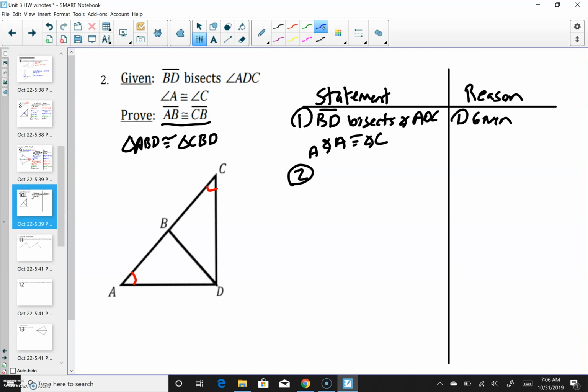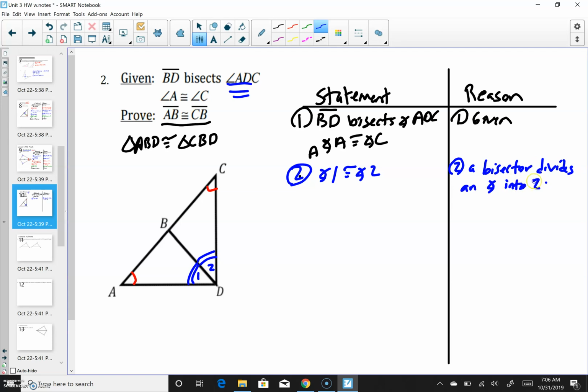The next part we'll talk about is our bisect piece. So remember, we are bisecting the angle only. That's the only thing that they told us is being cut in half. So if angle ADC is being cut in half, that's going to give us those two pieces, 1 and 2, that are congruent. Angle 1 is congruent to angle 2. A bisector divides an angle into two congruent angles. And there's another angle for our pattern.